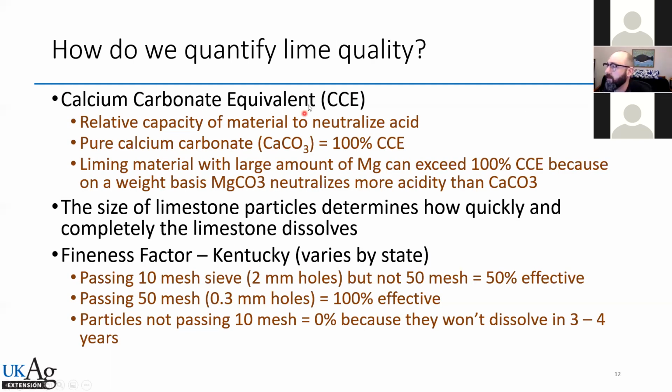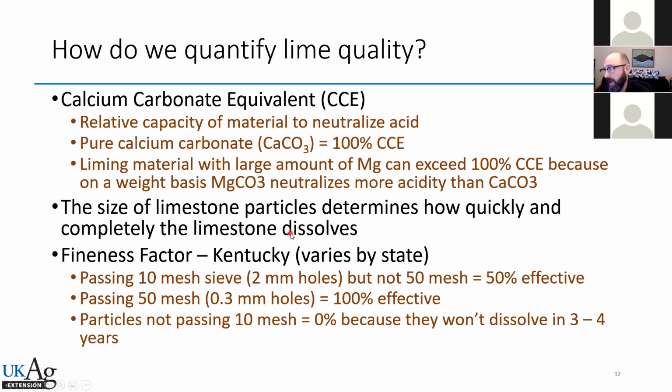So the calcium carbonate equivalency: we just compare that to a pure calcium carbonate liming material. Like I said, that dolomitic lime with the magnesium can exceed 100% because the CCE on a weight basis, that magnesium carbonate can neutralize more acidity than calcium carbonate because magnesium is lighter. And remember, the carbonate does the work. It weighs the same in each of these. So we look at magnesium carbonate, calcium carbonate. This molecule weighs less than this molecule, so a ton of this goes further than a ton of this.